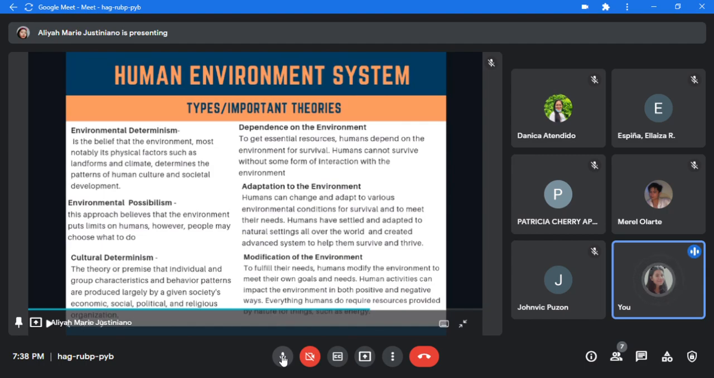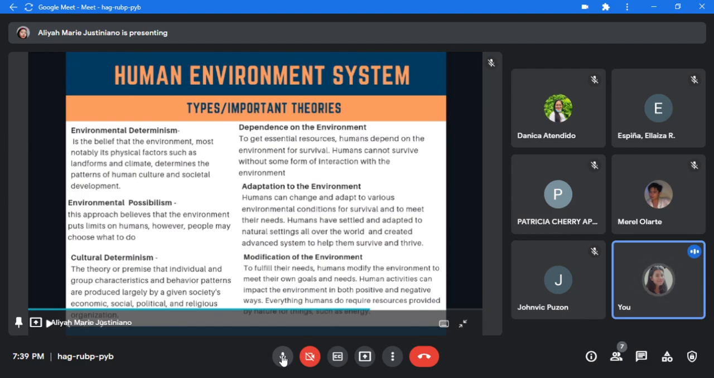Sa dependence on the environment naman, nakadepende ang mga tao sa nature natin para makasurvive tayo, makakuha tayo ng mga kailangan natin upang makasurvive, like water and foods. Sa adaptation to the environment naman, ang mga tao, nakakapag-adapt sila dahil din sa environment nila. Nakakaya nilang mabuhay sa mga gubat, sa mga mabubundok, dahil na-adapt na nila yung buhay doon dahil sa nature. Nakatulong yung nature para ma-meet din nila yung mga needs nila. Like, yung dating mga sinaunang tao sa nature sila, so na-adapt nila kung paano mamuhay sa tulong ng nature and ng environment.